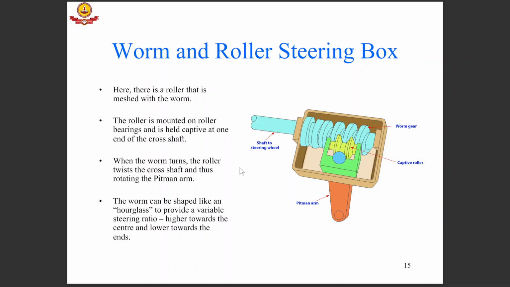And the worm gear can be shaped like an hourglass to provide a variable steering ratio, higher towards the center and lower towards the end. So, in a sense, it becomes adaptive to the steering angle desired.